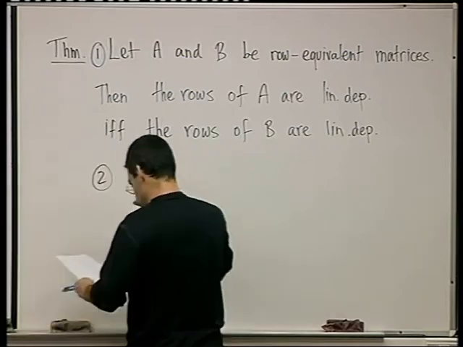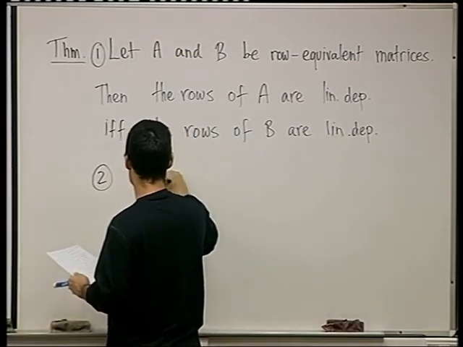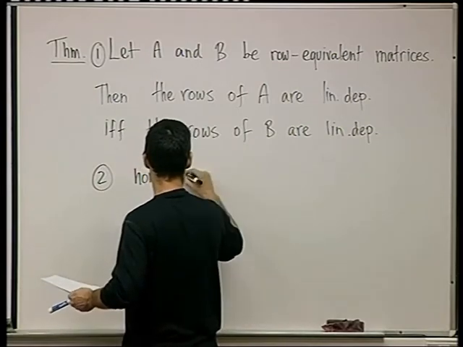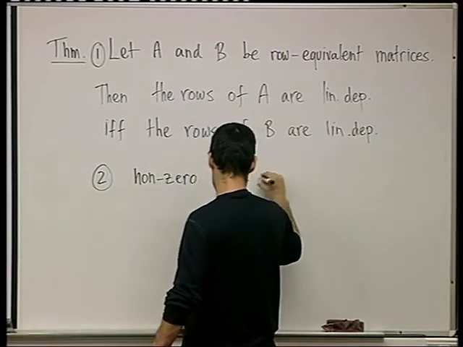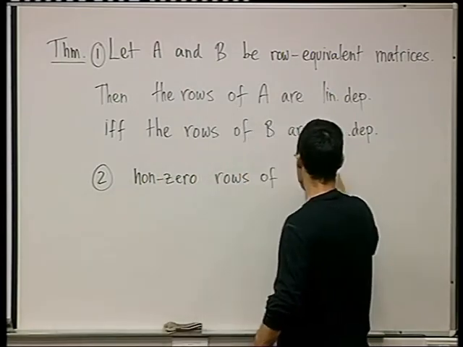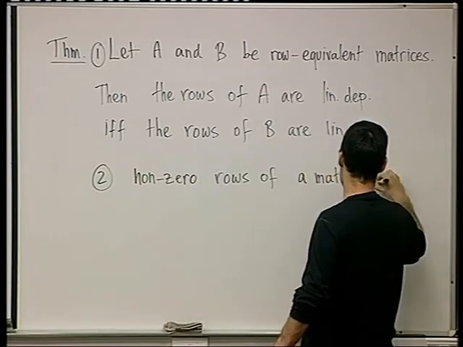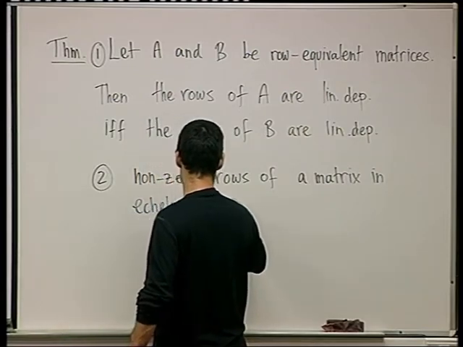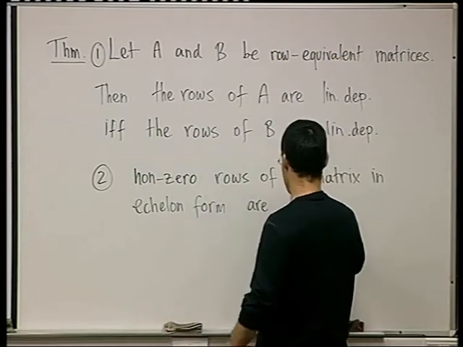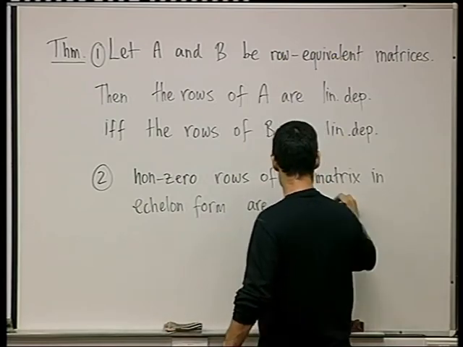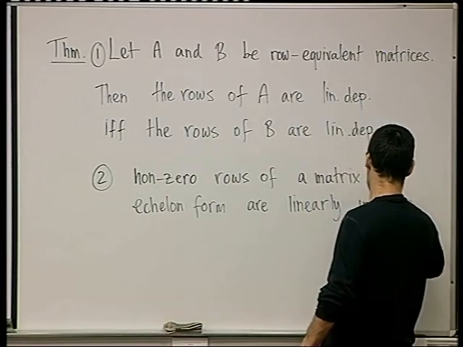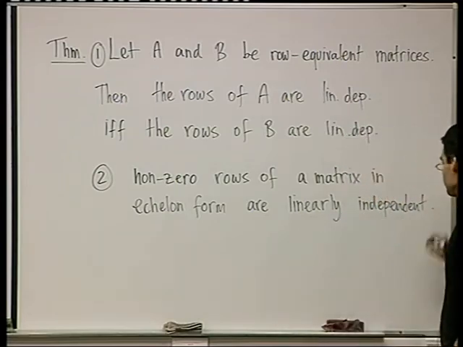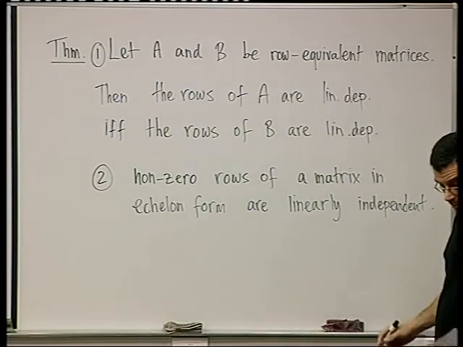And theorem number 2 says non-zero rows of a matrix in echelon form are linearly independent. Okay?